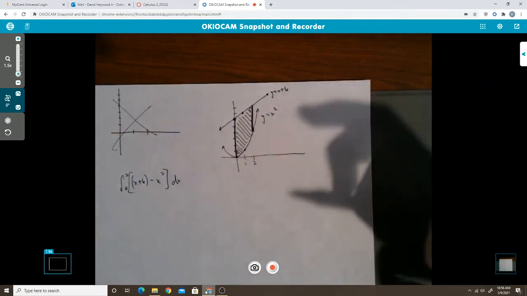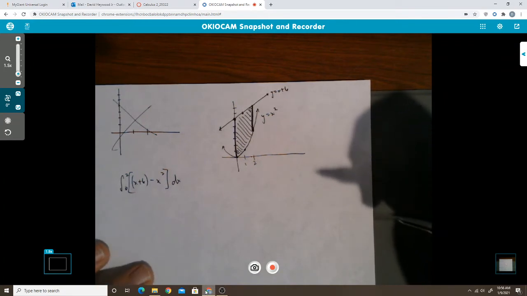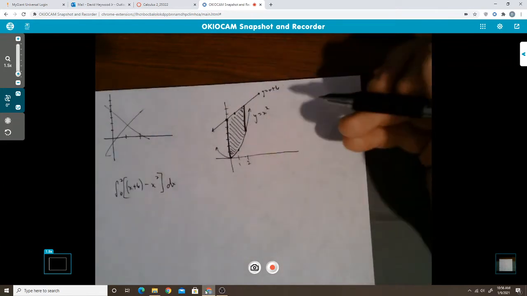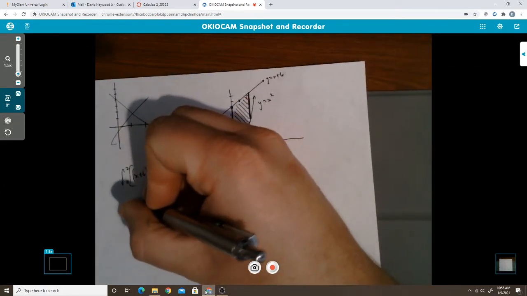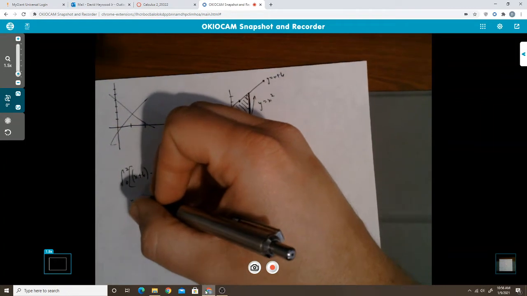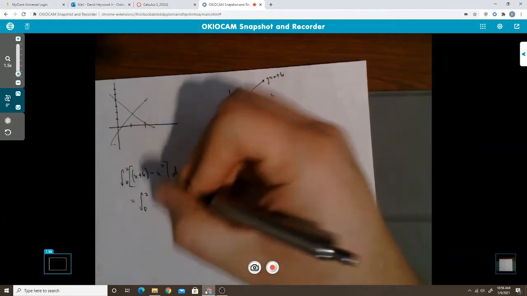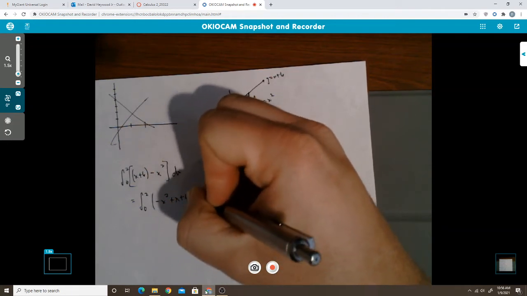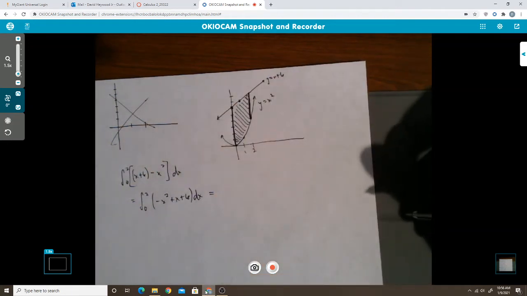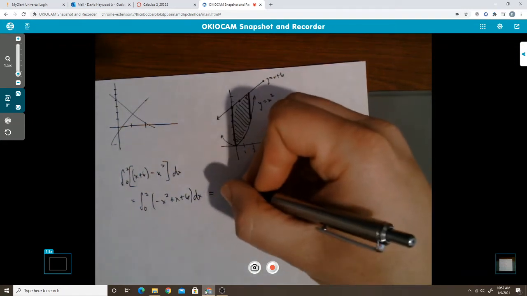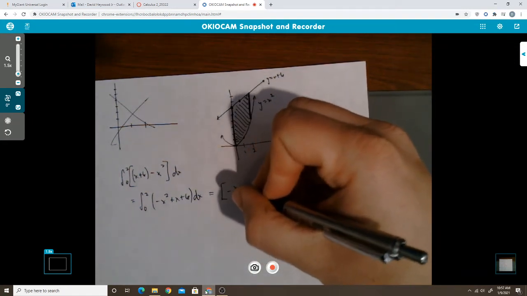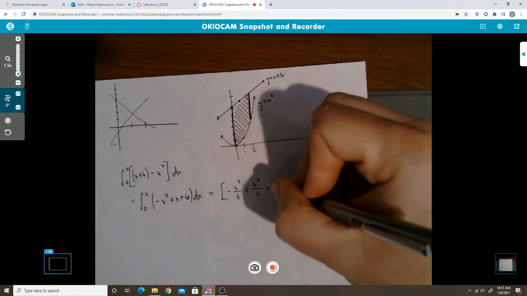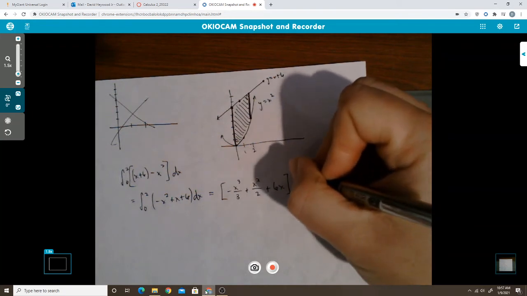Okay. So the rest is history, right? The rest is pretty straightforward, I would say. So let's integrate this. I'm just going to clean it up a little bit, write it in descending order. We've got 0 to 2, negative x squared plus x plus 6 dx. And then we can just use the power rule for each of those things. So this is going to be negative x cubed over 3 plus x squared over 2 plus 6x evaluated from 0 to 2.